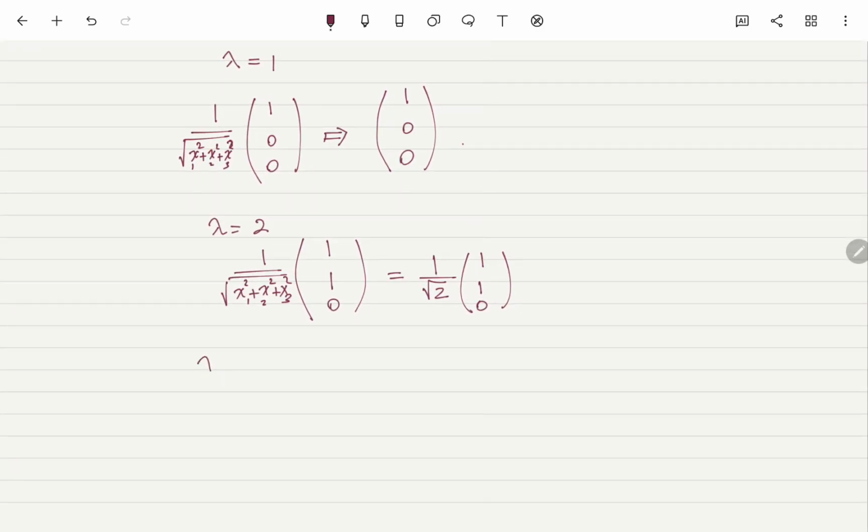For lambda equal to 3, the eigenvector is 3, 2, 2. And in this case, to find the normalized eigenvector, we have to multiply this by 1 over the square root of 3 squared, which is 9, 2 squared, which is 4, and 2 squared, which is 4. So the normalized eigenvector corresponding to lambda equal to 3 is 1 over square root of 17 times 3, 2, 2.